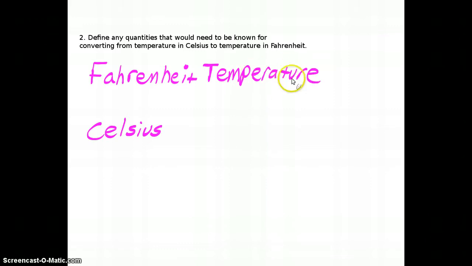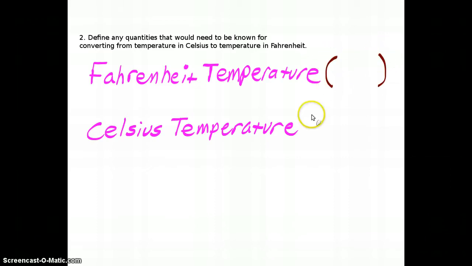And then when you're thinking about the same idea here with the Celsius, Celsius is a scale, and what you're doing is saying that you're going to be measuring Celsius temperature as well. Now this right here outlines the quantities that are involved. So Fahrenheit temperature and Celsius temperature are quantities. The problem is that this says to define any quantities that you would need to know, and we know that part of what we need to practice in order to show mathematical proficiency is that when we define a quantity, we also define if it is something that will be fixed or variable.